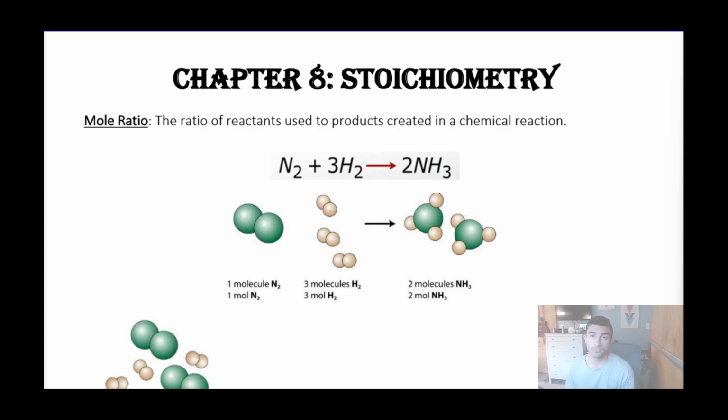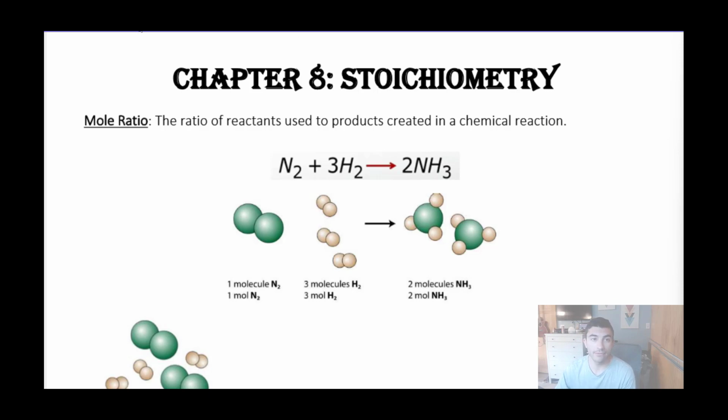Chapter 8 was building off of our knowledge of moles and mole conversions from Chapter 7, but applying it in the context of an overall chemical reaction. So we actually related Chapter 7 and Chapter 6, where we looked at chemical reactions and balancing equations, to this specific chapter. We defined mole ratio as the ratio of reactants used to products created in a chemical reaction.